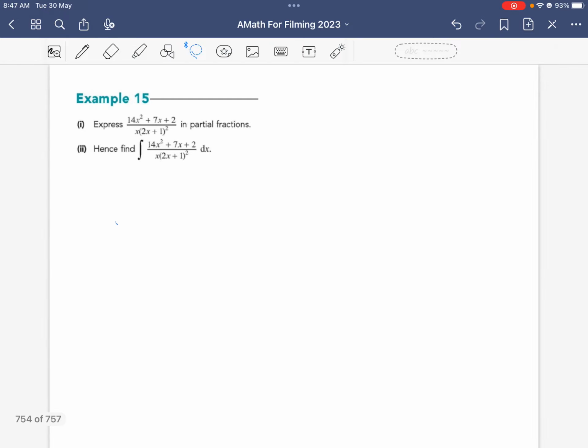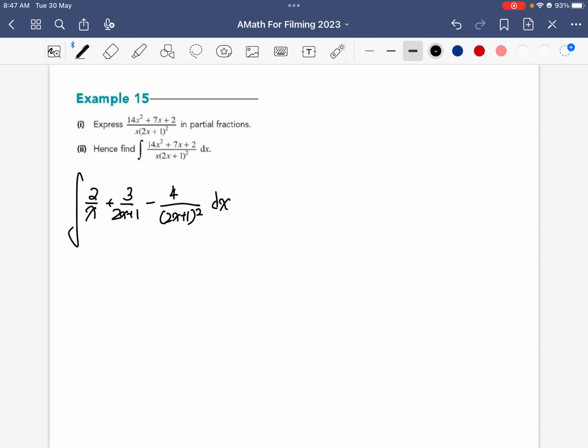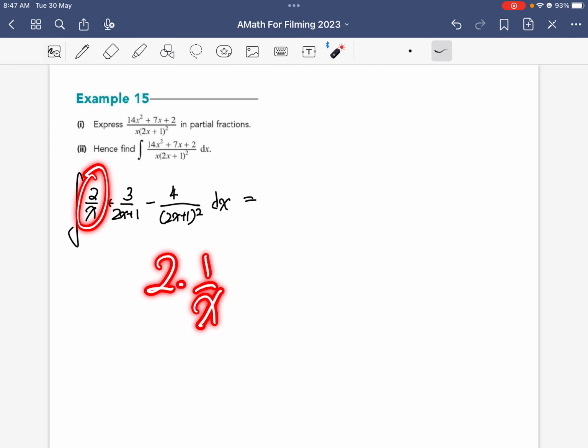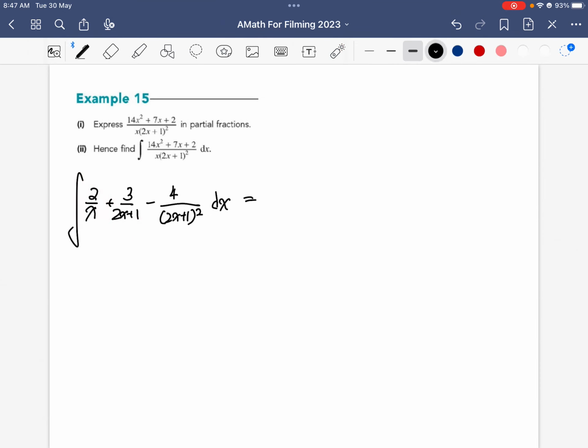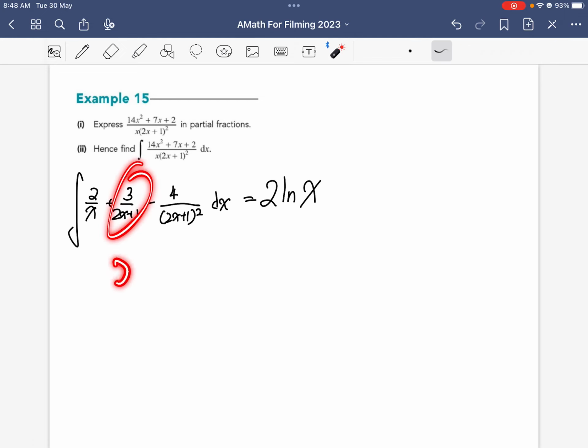So let me just copy this out again into my next slide. Okay, so I'm integrating with respect to x. First term, 2 over x is 2 times 1 over x. If you integrate this with respect to x, you get 2 ln x. So I write that down, 2 ln x.